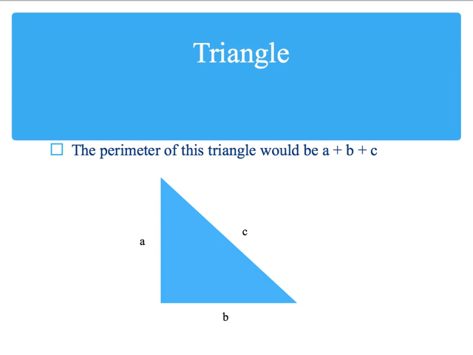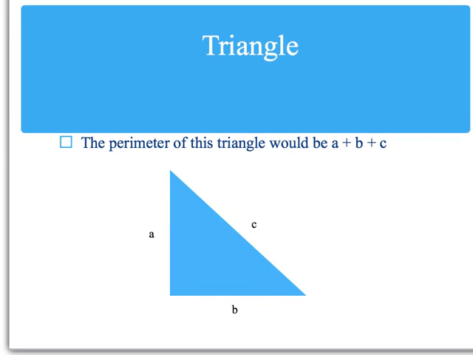So in this triangle here, since we have a side that's called A, another side that's called B, and another side that's called C, to find the perimeter, we would add those three sides together.